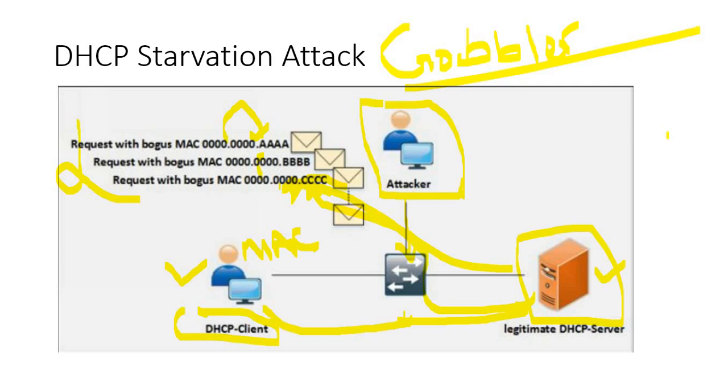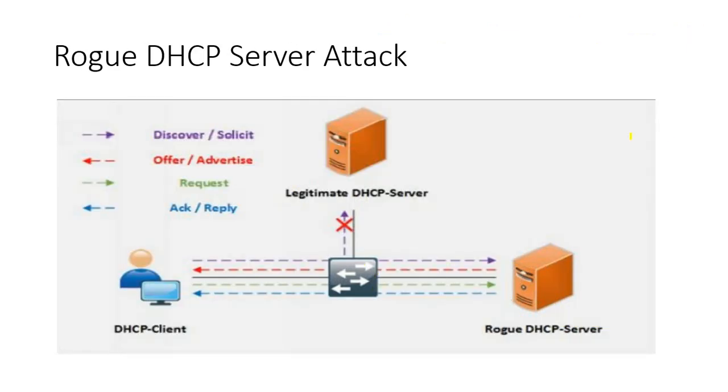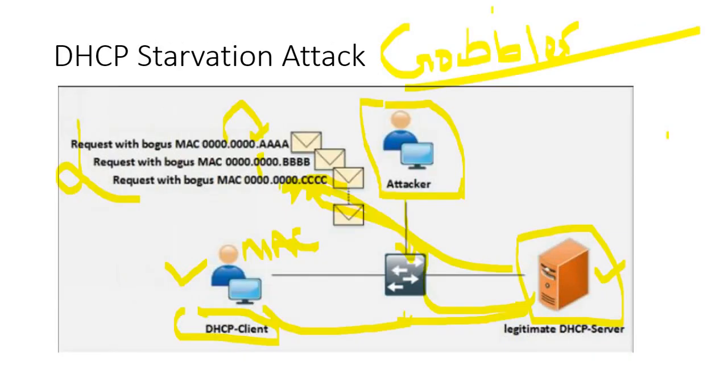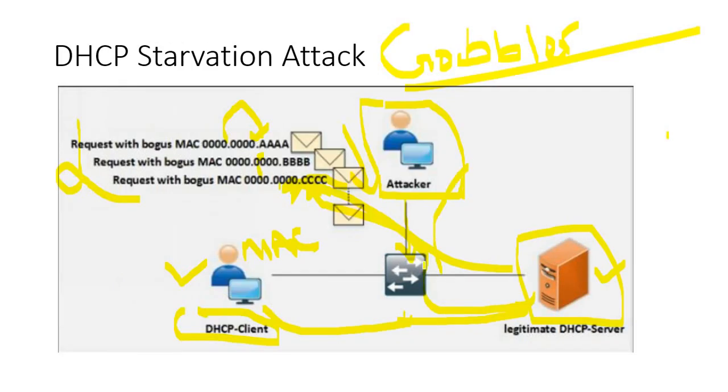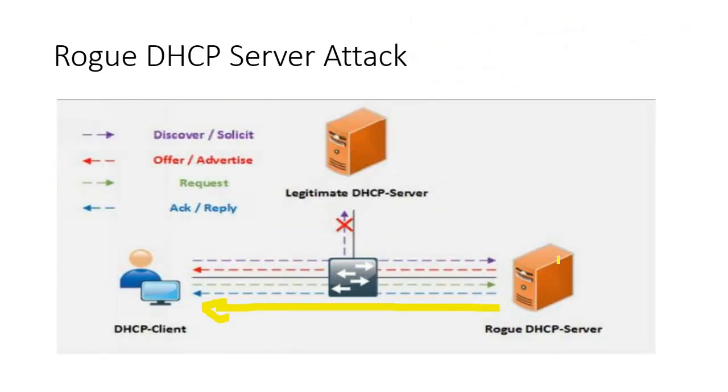Now let's understand the rogue DSCP server attack. If you remember, in the previous one we were sending MAC addresses. Now we will directly send IP addresses to the client. Earlier we were stopping the DSCP server from sending IP addresses because we were sending a lot of MAC addresses. But here, the attacker is acting as a DSCP server instead of the legitimate one.